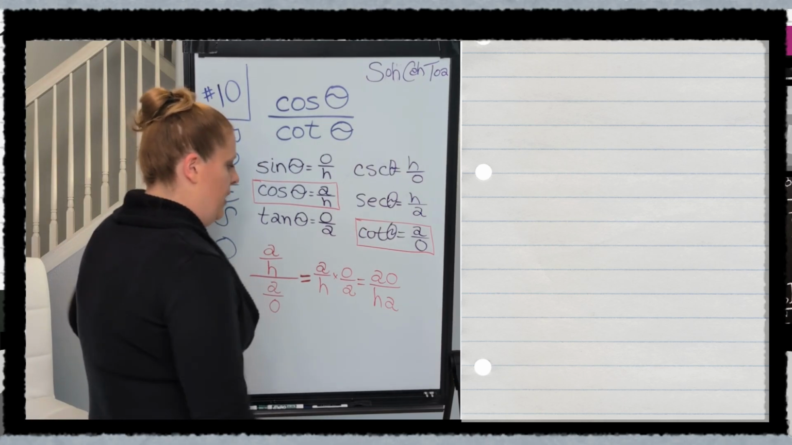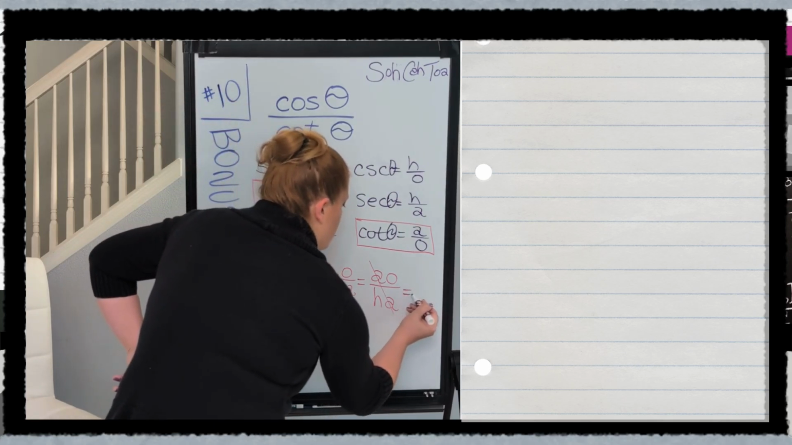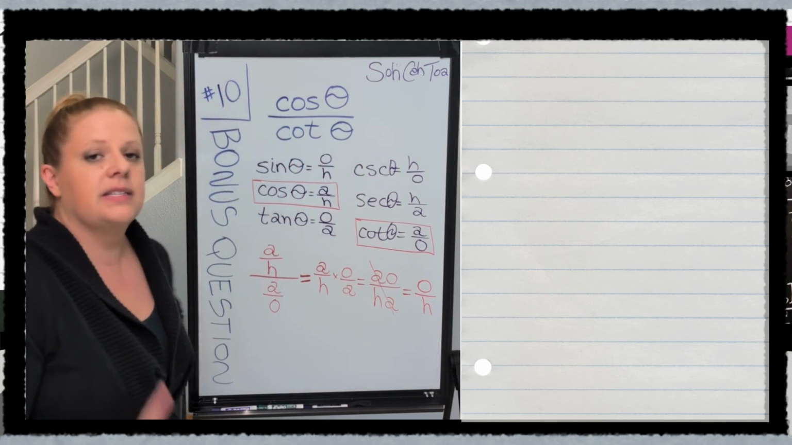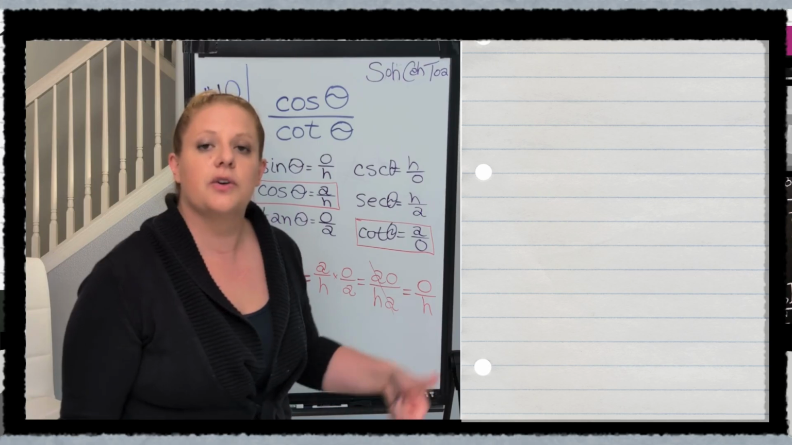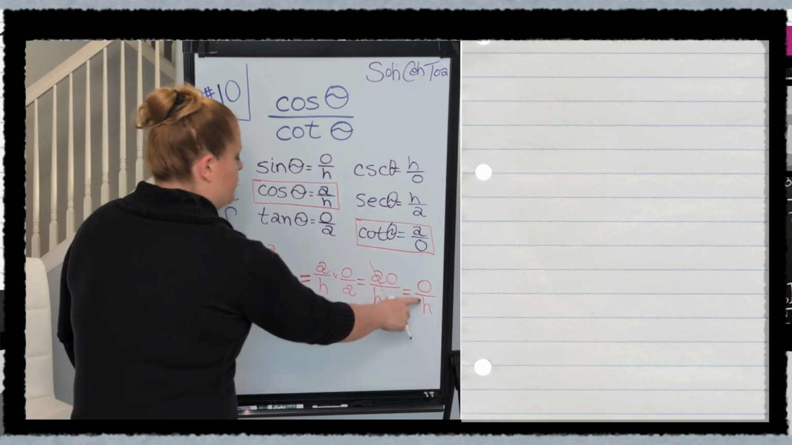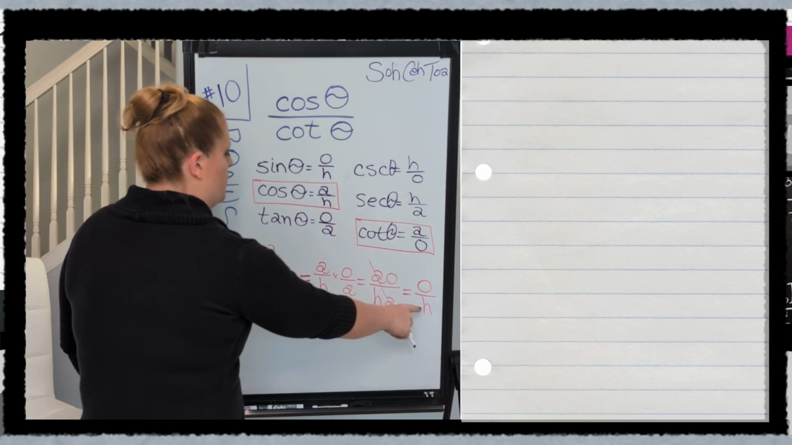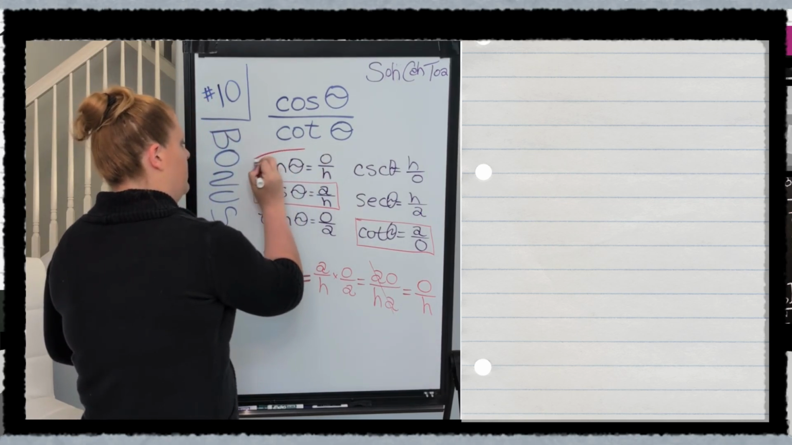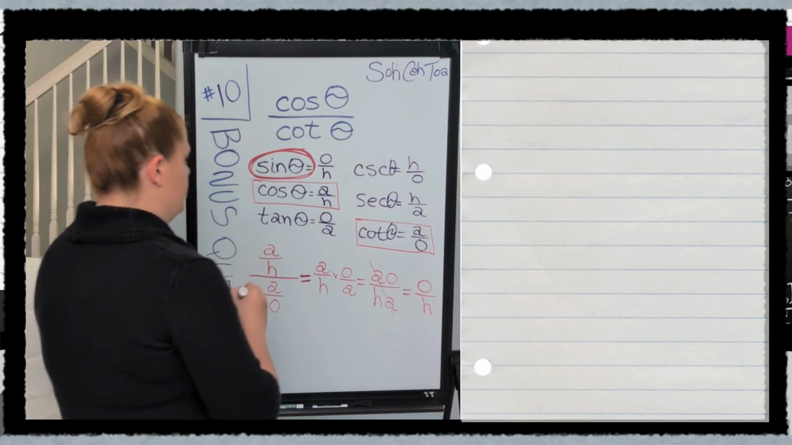Well, they both have an A in common. So these two A's, A divided by A, cancel each other out. We are left with O over H. Now that's not going to be one of the answer choices, but what is O over H? Let's go back up to the definitions we wrote. O over H is sine. So we can replace this O over H with its actual definition, which is the sine of theta. And that would be our answer.